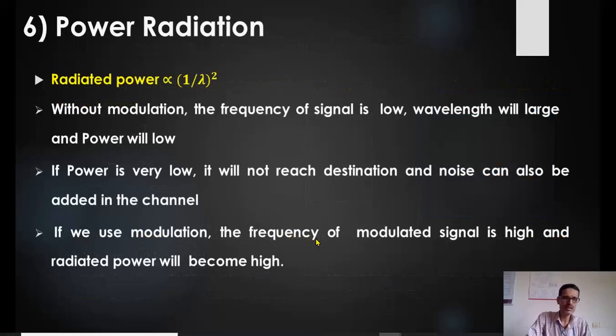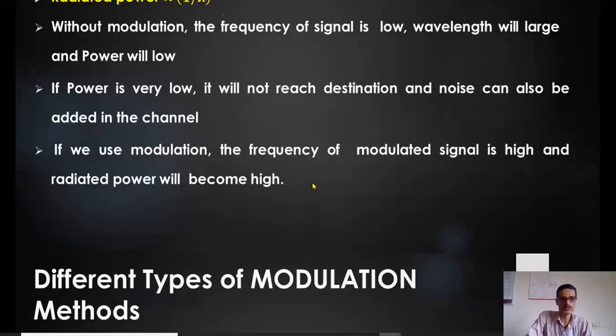Now, power radiation, I told about that power radiation. Power radiation is actually inversely proportional to the square of the wavelength. Now, again, without modulation, low frequency signals, low frequency means high wavelength, radiated power is less. If the frequency of the signal is very large, by using a modulation process, wavelength is small, radiated power is large, more distance can be covered. So that is the major advantage here.